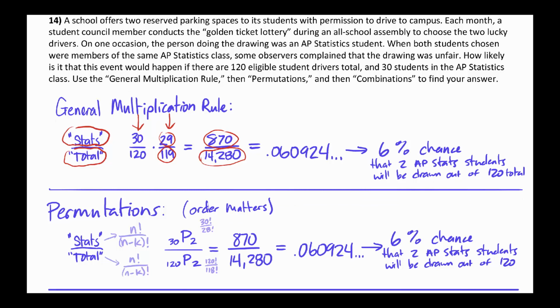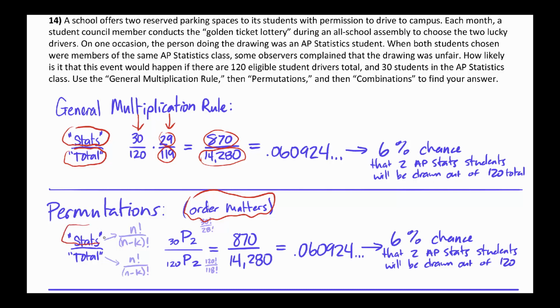So let's see how this is done using permutation. This means the order matters. So maybe the first person, if their name gets drawn, they get the first spot, the spot that's closest to the school building. And then the second person gets the second spot. So a little bit further away, but still a pretty decent place to park. So again, it's still the same idea.